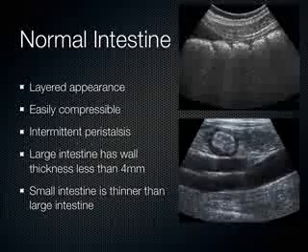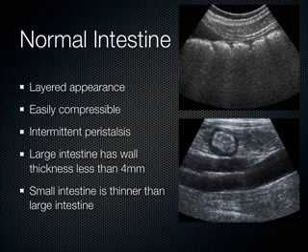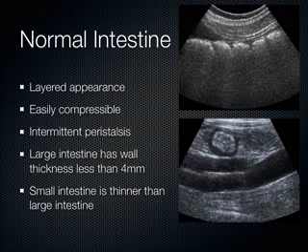Normal intestine kind of looks like this. It's got a layered appearance, it's easily compressible, and it should intermittently peristalse. The large intestine's wall is less than 4 millimeters, and the small intestine, everybody argues about it, but it's less than 4 millimeters also, probably closer to less than 3 millimeters, but it's definitely thinner than the large intestine is. And just keep in mind that on ultrasound, the colon has that typical haustra, and the right hemicolon is usually filled with stool and gas, whereas the left hemicolon is usually found in a somewhat contracted condition.